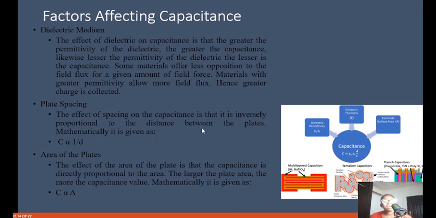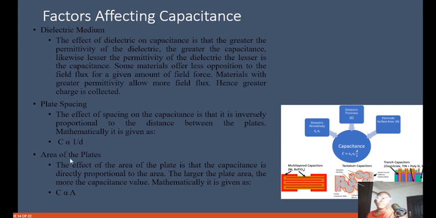Another one is the spacing. I said that C, the capacitance of the capacitor, is inversely proportional to the what? To the distance, to the separation between the two plates. It is inversely proportional. So big separation, small capacitance. Small separation, big capacitance.